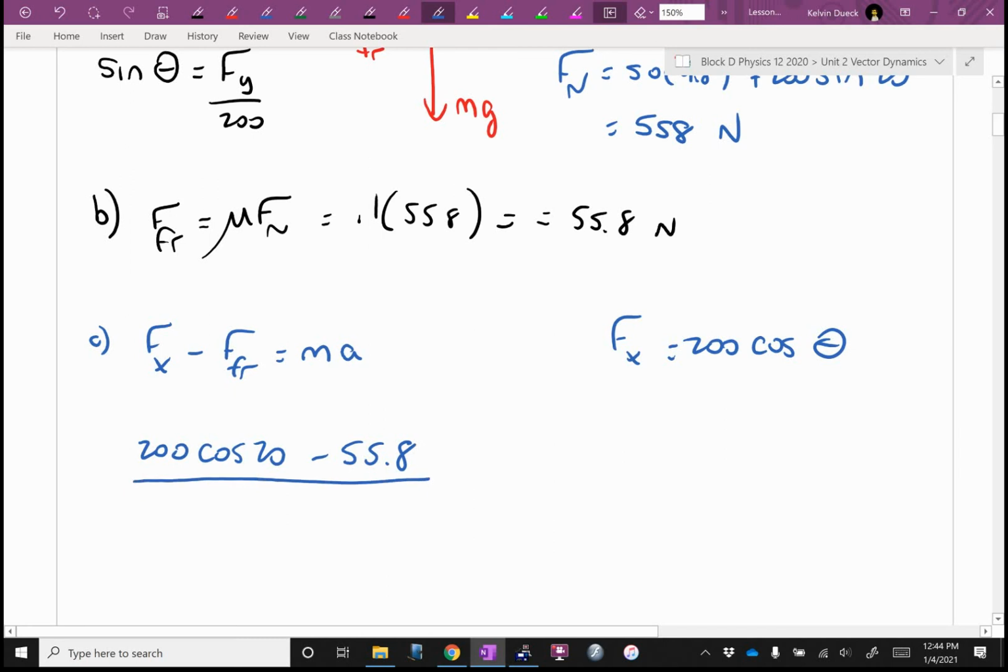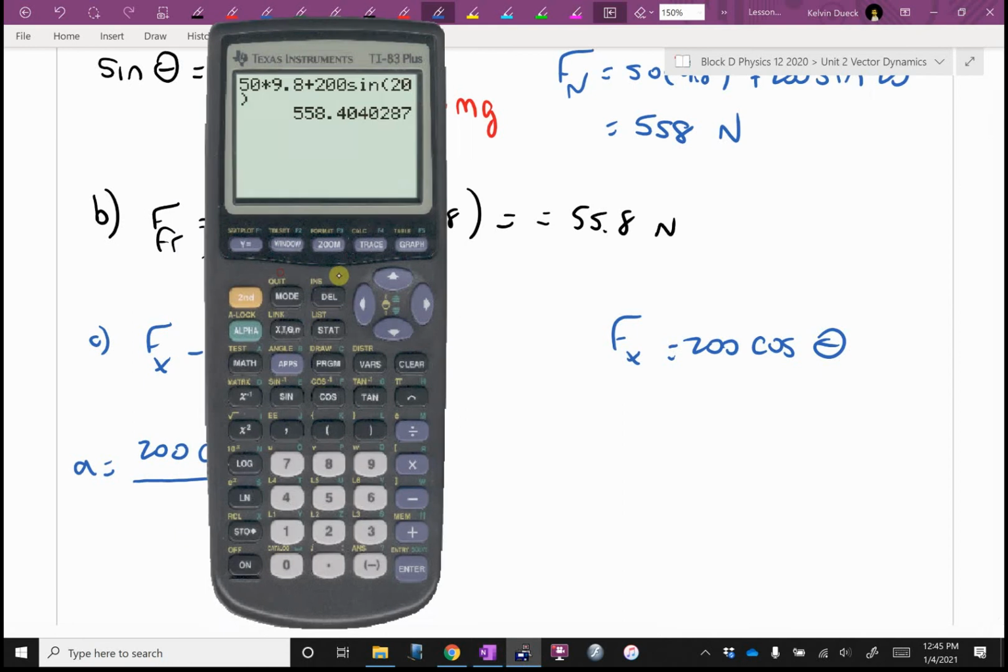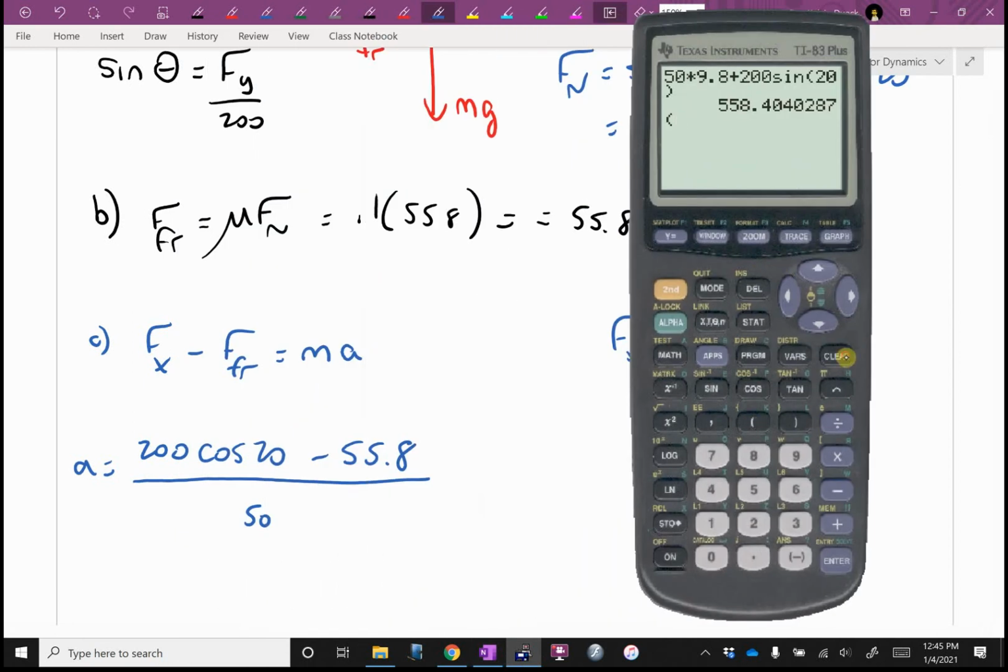Divided by, what was the mass? 50? That equals the acceleration. I'll put the a equals on this side because that's where I'm used to seeing it. Brackets around the top. 200 cos 20 minus answer button divided by 50. Did I miss a bracket? No, I think I'm good.